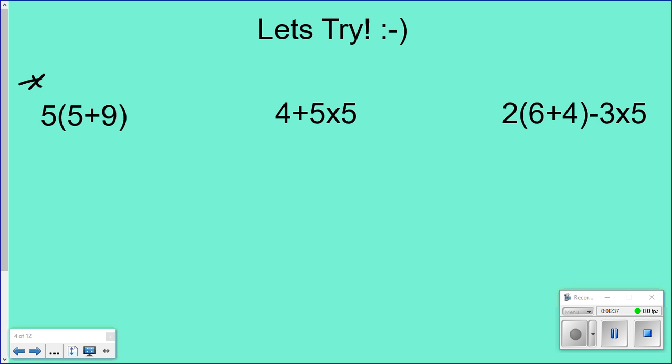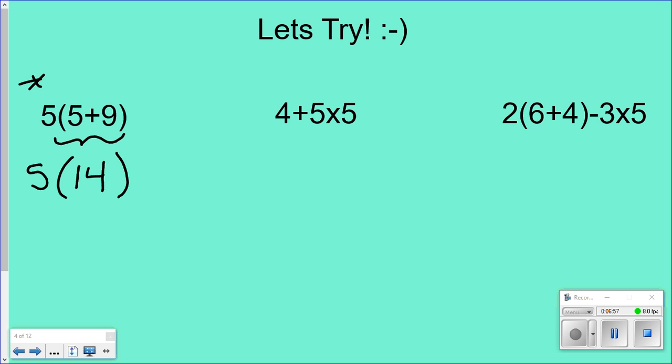So if I look at this, according to Please Excuse My Dear Aunt Sally, what do I have to do first? Aiden? 5 plus 9, because it's in what? It's in those parentheses, right? So let's do that first. 5 plus 9, 14. Then I like to bring everything down that I did not use yet, so I can see in steps what do I have to do next.